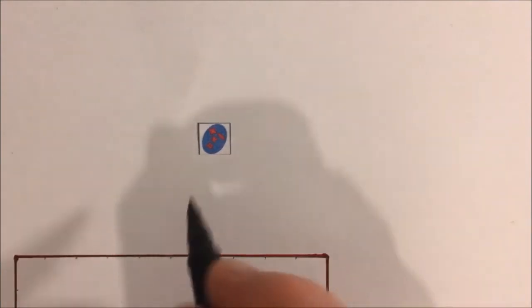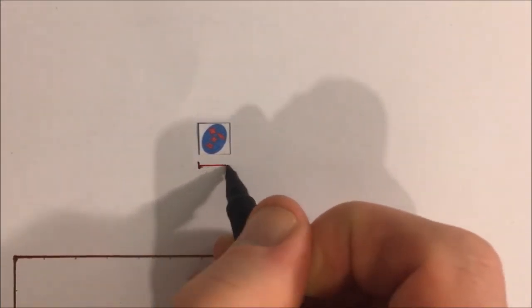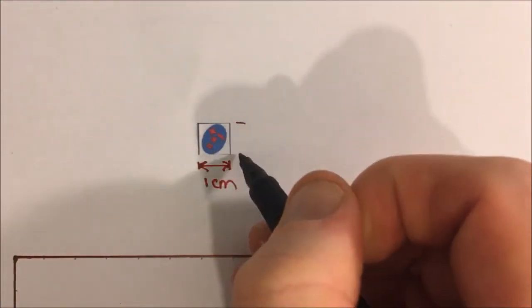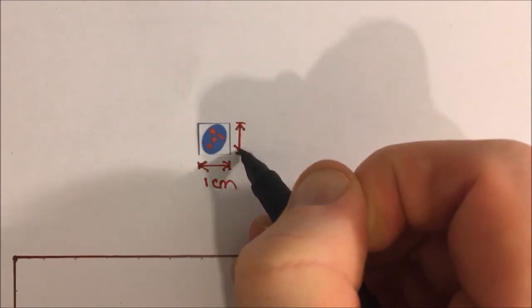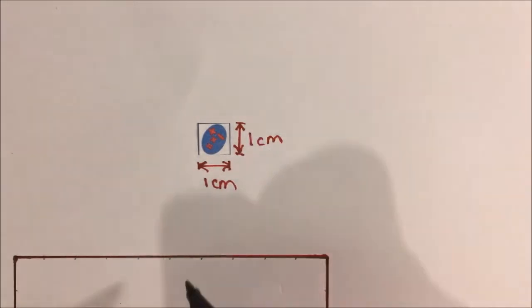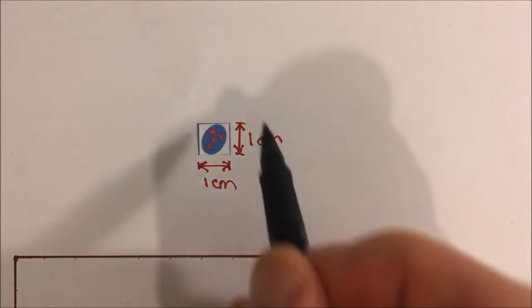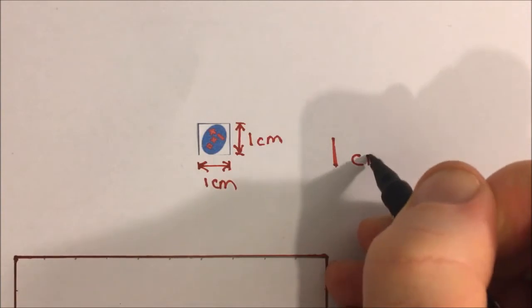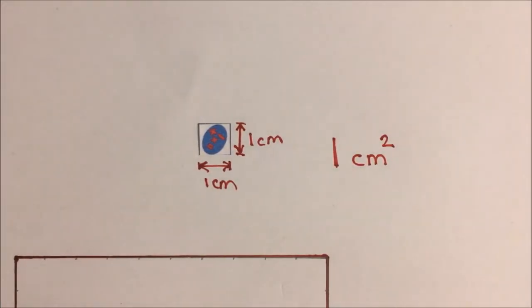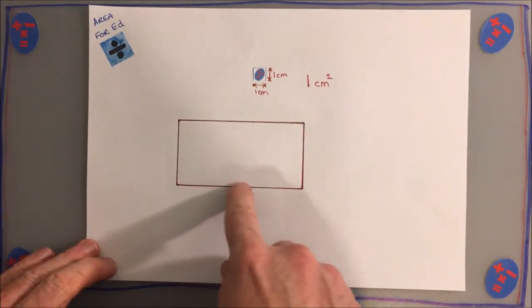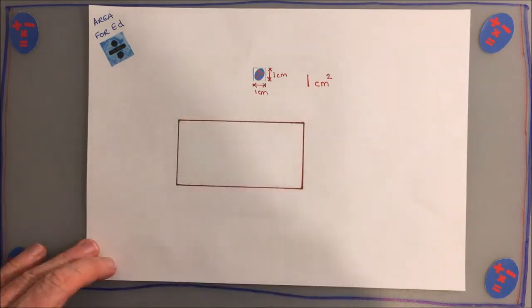As I mentioned, each of my loyalty stickers is a square, and if you measured them you would find that this distance is 1 centimeter, and because it's a square that also means this distance is 1 centimeter. So the length is 1 centimeter, the width is 1 centimeter. It's a square, so that makes each of my stickers 1 square centimeter, and that's what we usually measure area in.